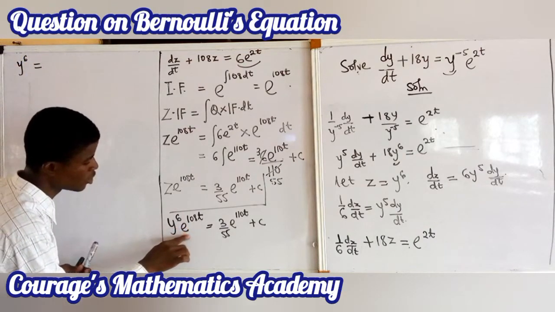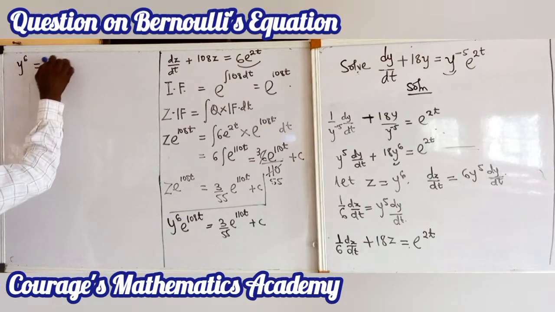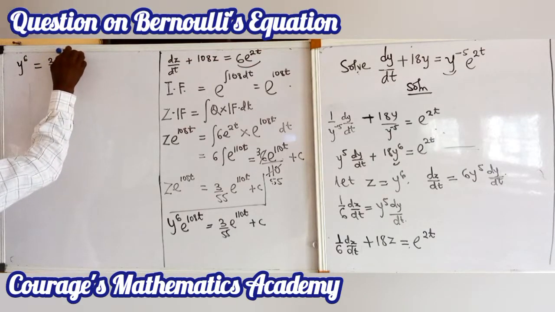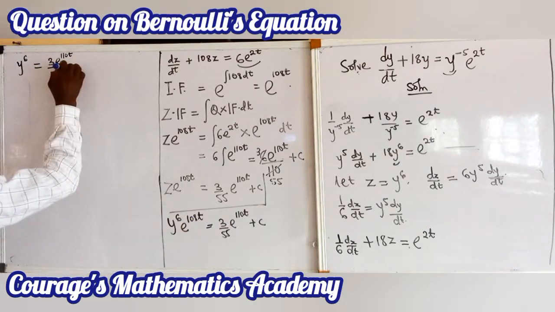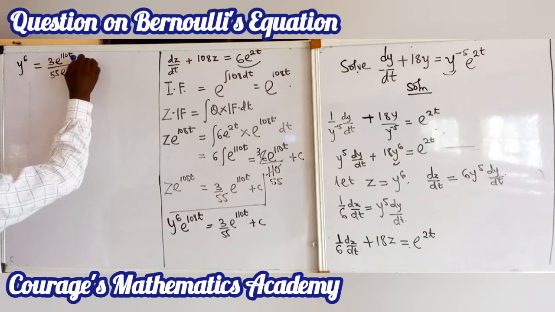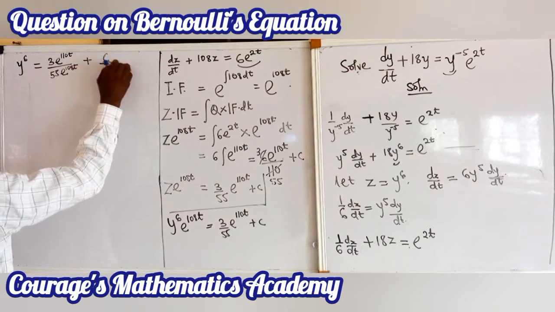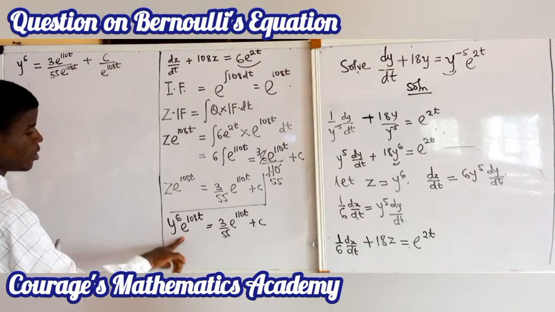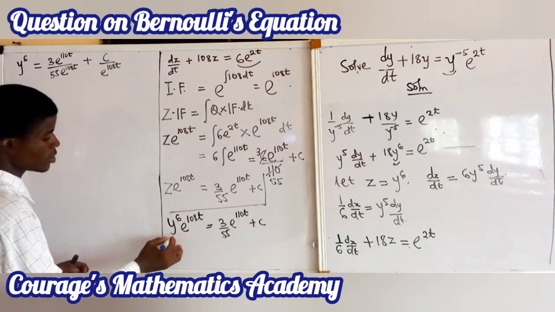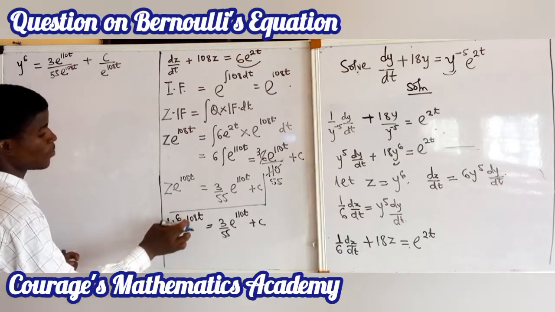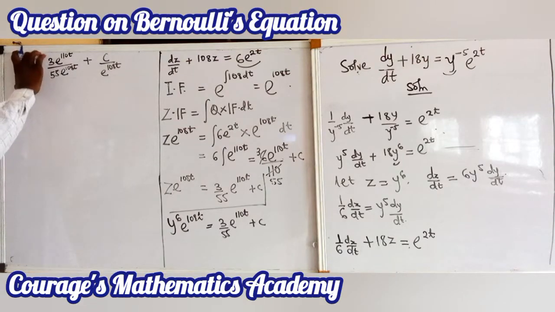Y to the power of 6 is equal to, at this time around, we're going to divide both sides by e to the power of 108t. This is what we have: 3 e to the power of 110t over 55 e to the power of 108t plus c over e to the power of 108t. Having divided both sides by e to the power of 108t, this is what we have. Because if we divide the left hand side by e to the power of 108t, it will cancel the e to the power of 108t at the denominator. So that's why it did not appear at this left hand side.